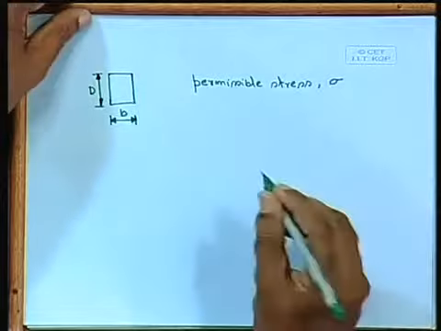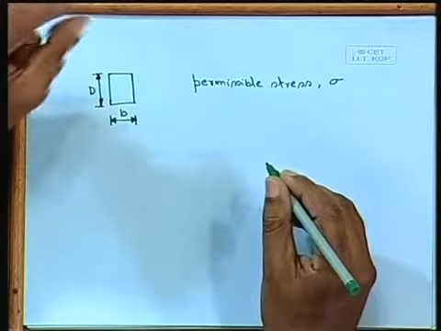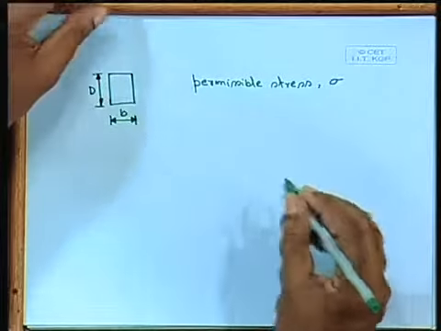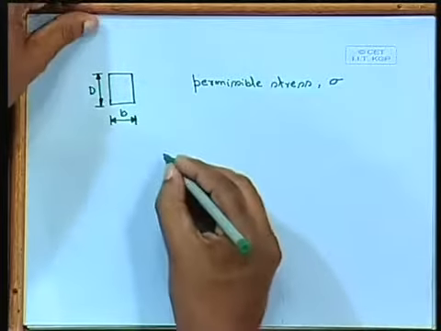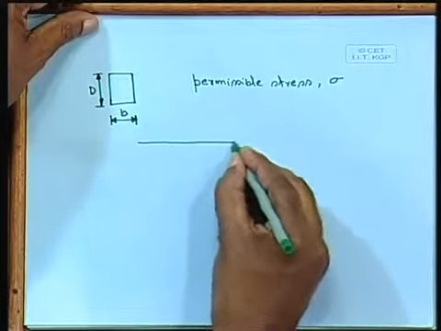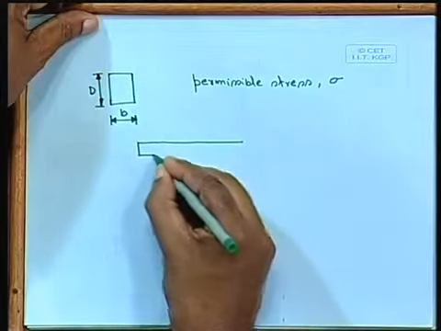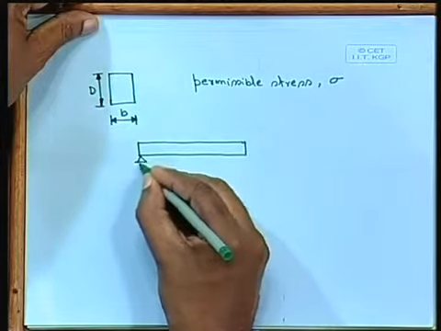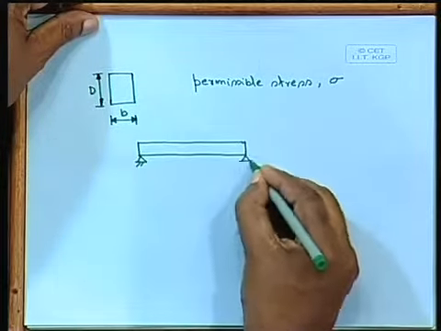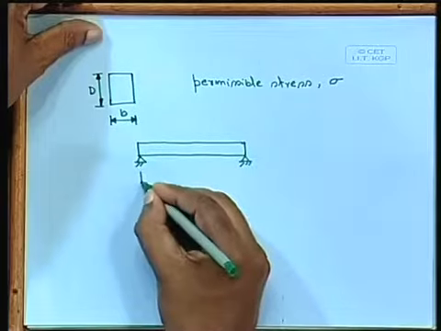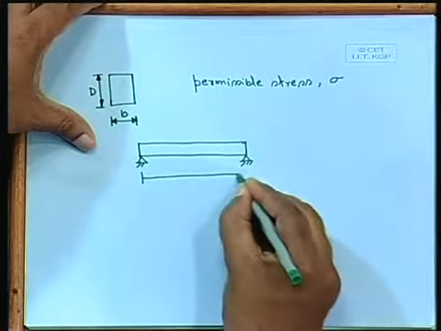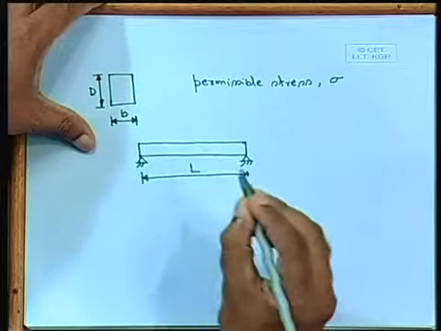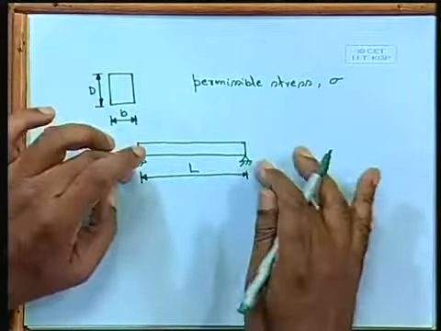This is the section of a beam. We can consider a simply supported beam also, a simply supported beam having a certain length, a span, let us consider L. So we would like to provide this particular one.